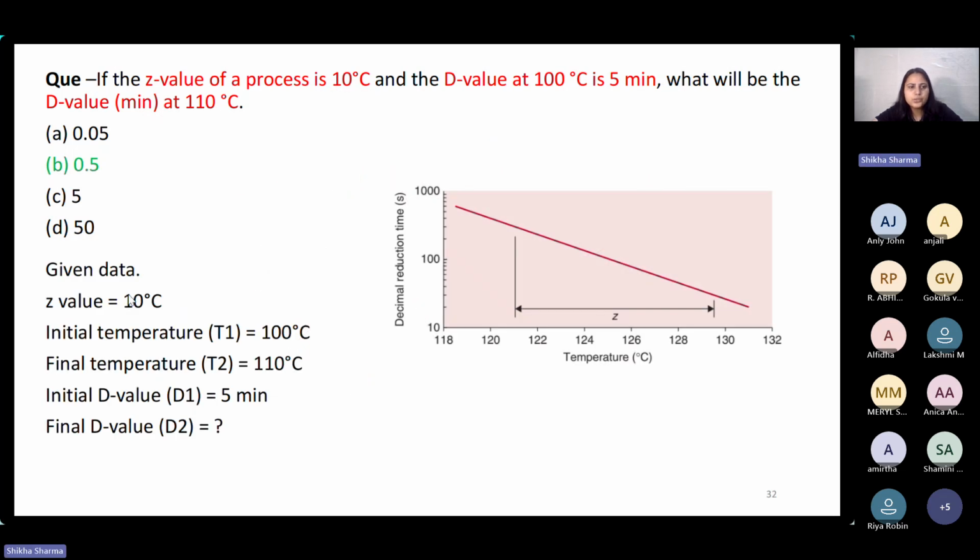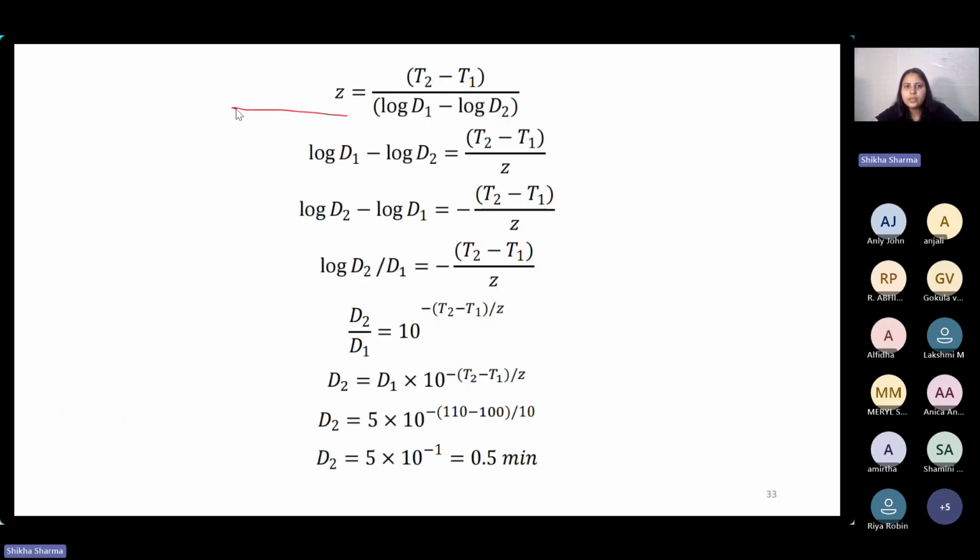Okay, so I'm discussing the solution. The Z value is given as 10 degrees Celsius, and the initial temperature is 100 degrees Celsius. The final temperature is 110 degrees Celsius. The initial D value is 5 minutes, and we need to calculate the final D value. We know the Z value formula: Z equals T2 minus T1 upon log D1 minus log D2. So we can rearrange this and put Z in the denominator. So log D1 minus log D2 equals T2 minus T1 upon Z.